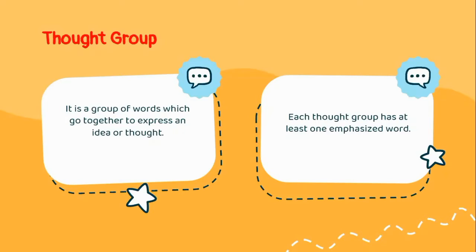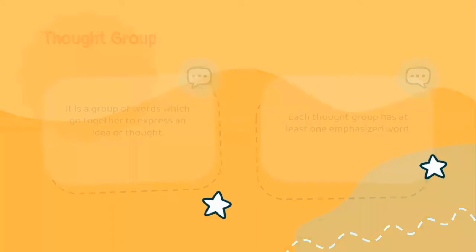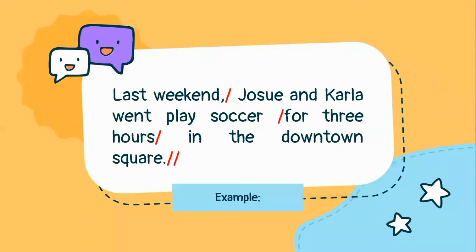A thought group is a group of words which go together to express an idea or thought. Each thought group has at least one emphasized word. For example, in the following sentence, you can see a thought group divided by slashes. I'm going to read the sentence without the divisions. Last week, Josue and Carla went to play soccer for 3 hours in the downtown square.